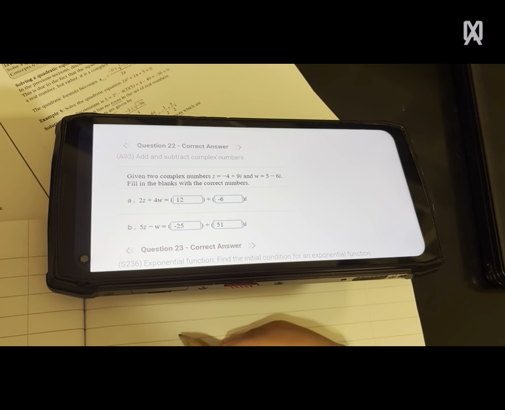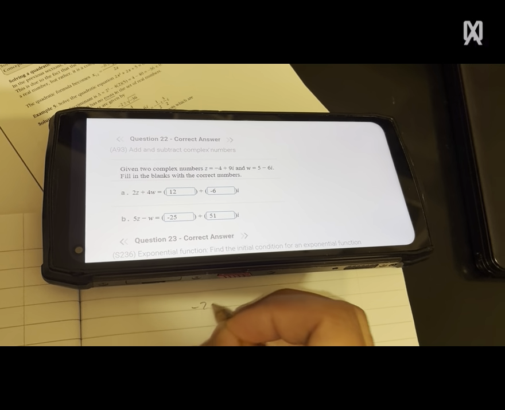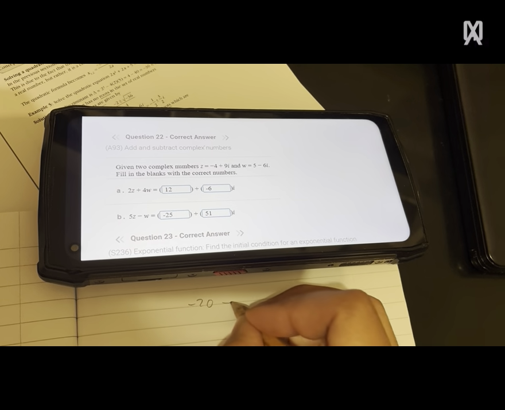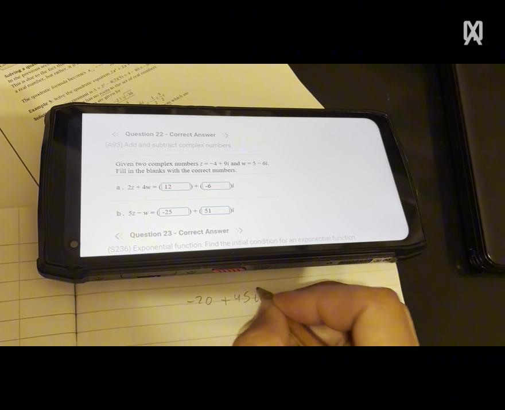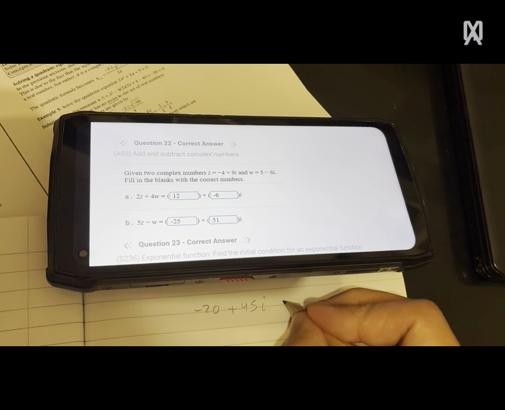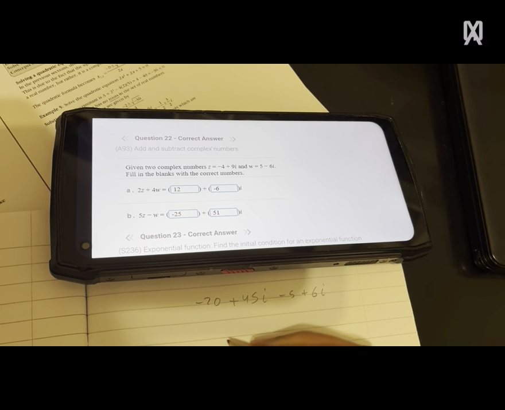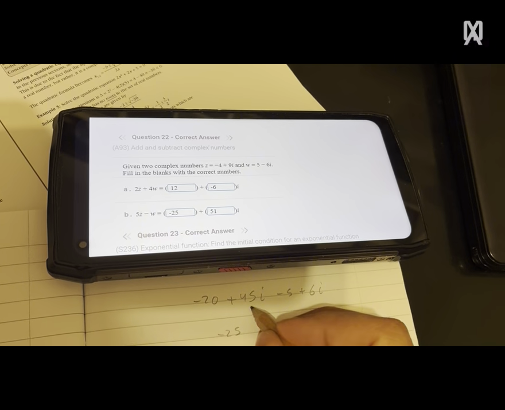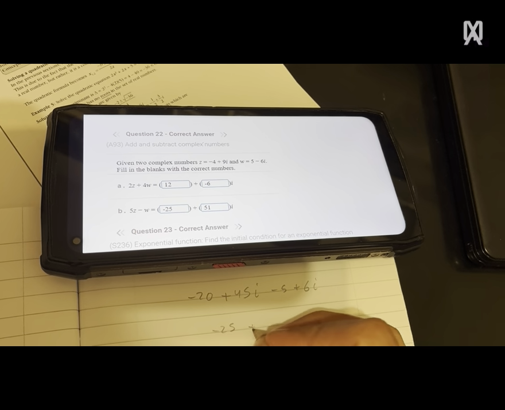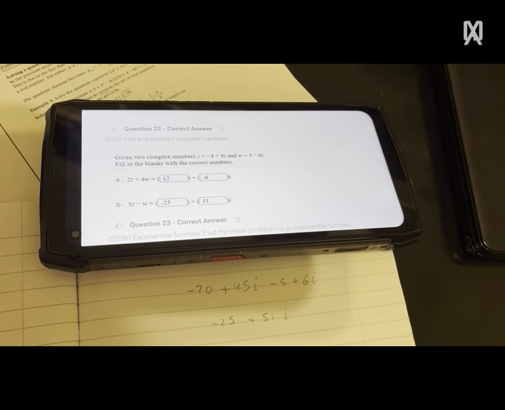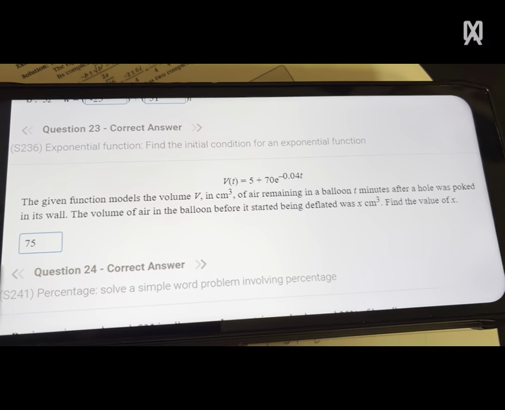The second one, 5z minus w. I will multiply 5 times minus 4 is minus 20. 5 times 9 is 45i. Minus w, so minus 5 plus 6i. Minus 20 minus 5 is minus 25. Plus 45 plus 6 is plus 51i. This is also repeated from previous weeks.